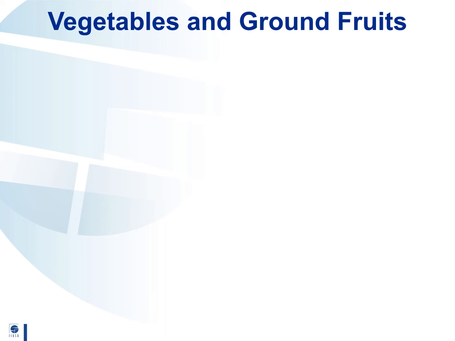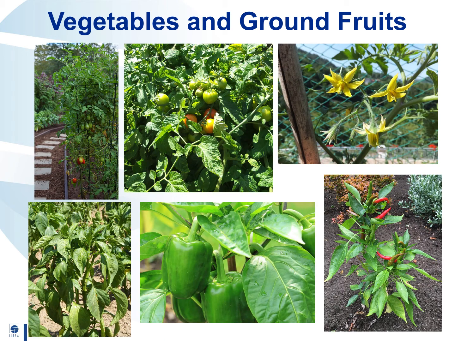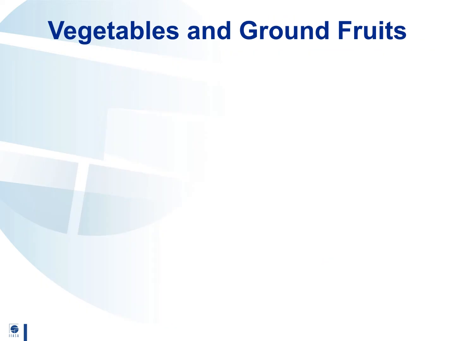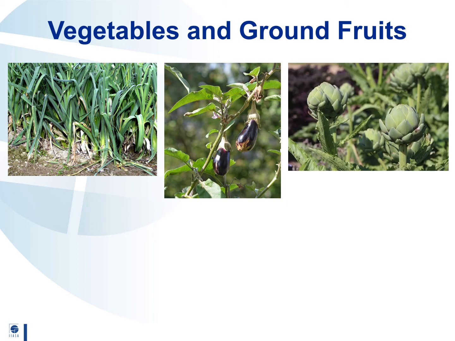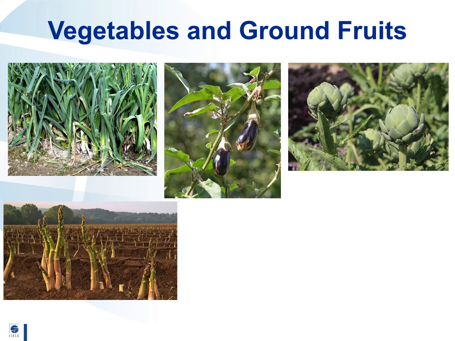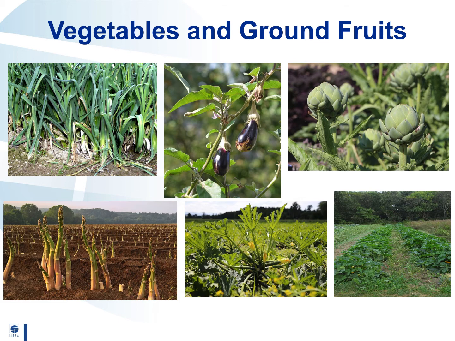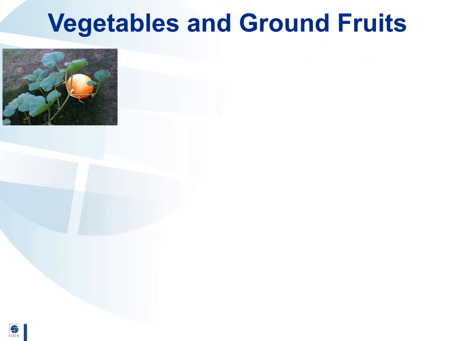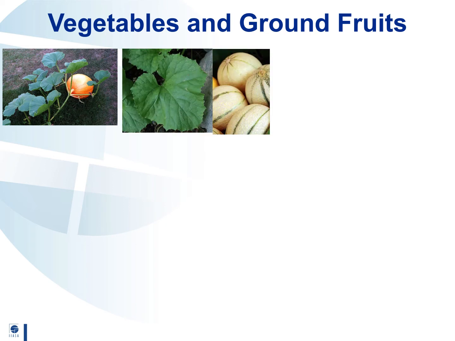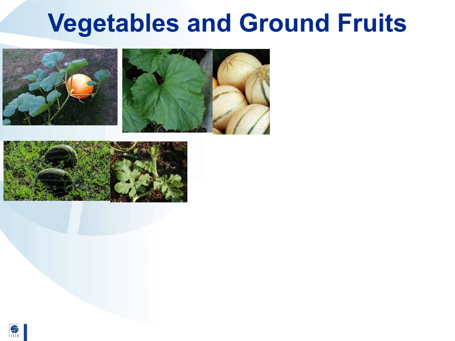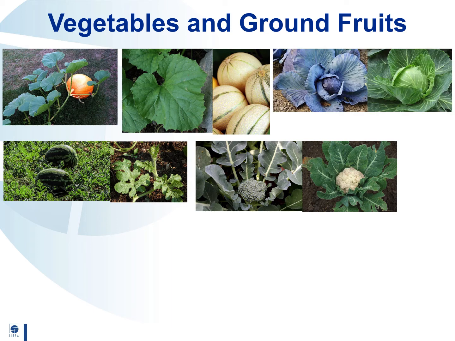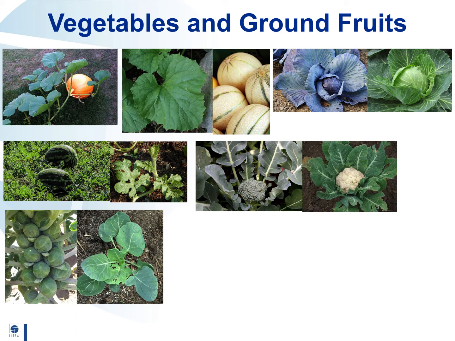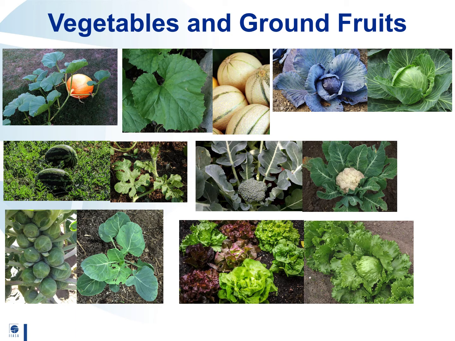If you chose vegetables and ground fruits under the cropland category, then your options are tomatoes, peppers or chilies, leeks, eggplants, artichokes, asparagus, zucchini, pumpkin, honeydew melons, watermelon, broccoli or cauliflower, red or white cabbage, Brussels sprouts, or lettuce, including butterhead, iceberg, and red butterhead.